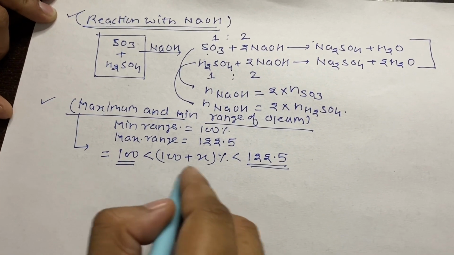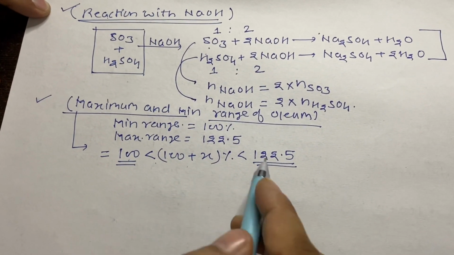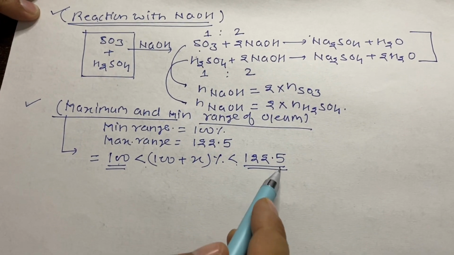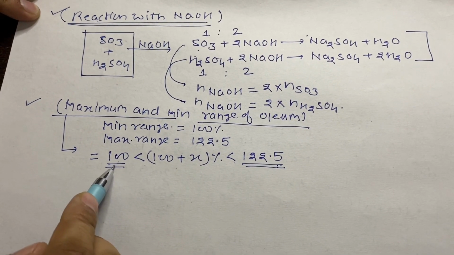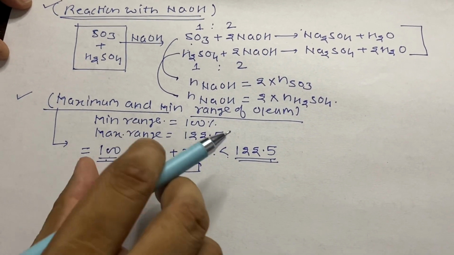So we can label the oleum sample as 100 plus X%, which will be less than or equal to 122.5. 122.5 is the maximum and 100 is the minimum. So the labeling of an oleum sample will lie between these two values.